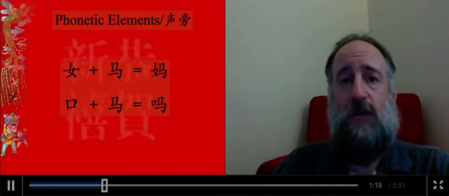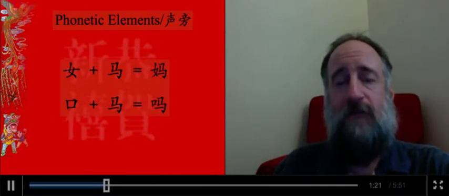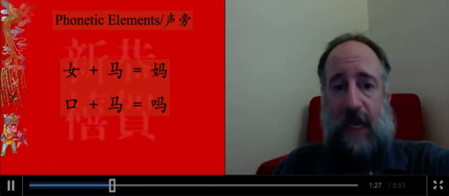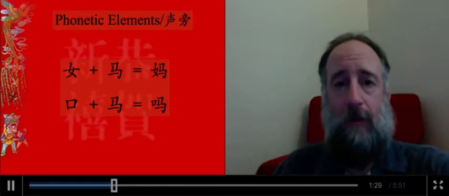Now, how do most Chinese characters come about? Of the Chinese characters that are in use today, 85% are made up of a radical and a phonetic element. Let's take a look at how a character came about.